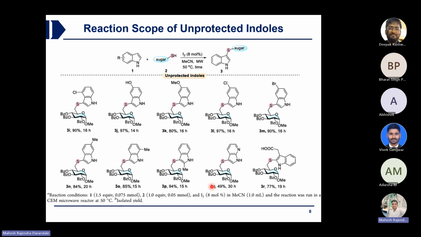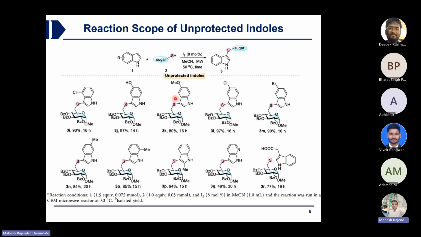Now reaction scope of unprotected sugar. Now unprotected indoles. Now sugar is done. So basically they wanted to see the effect on this reaction with the help of electron withdrawing or electron donating groups on the indole. They tried some electron withdrawing group like chloro or bromo, then electron donating groups like this OH or OMe in this case.